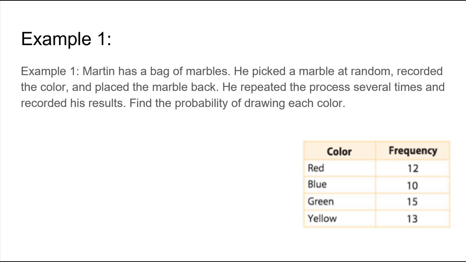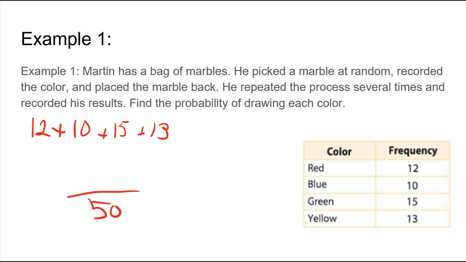Well, if he drew red 12 times, blue 10 times, green 15 times, and yellow 13 times, we can figure out the total number of trials he had by just adding all of those together. And 12 plus 10 is 22, plus 15 is 37, plus 13 gives us 50 total trials. Whenever we find probability, experimental or theoretical, we put our total number of outcomes in the denominator. Okay, so now all we do for each color, so we'll start with red, is put the number of times he pulled out that color in the numerator and simplify.